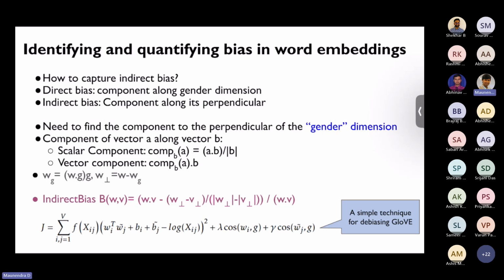suppose we are talking about the objective function of GloVe. With that, we are adding two terms in the regularization. One term is lambda cos wij, and then gamma cos wjg. So assume that you have already learned the vectors. From these vectors, you can get the g, the gender dimension. And now you're trying to see how wi aligns with the gender dimension, how wg aligns with the gender dimension. And if you remember, this overall thing was an objective function. So this alignment we want to reduce. So this is some kind of post-processing technique which can be used to debias GloVe.